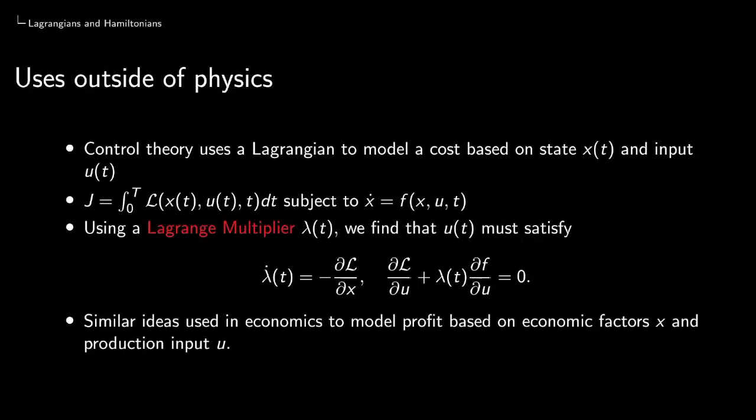Right, there's a relationship between this Lagrange multiplier, lambda dot t, and the derivative of the Lagrangian with respect to the output, and the Lagrangian with respect to the input, and the dynamics equations, lambda t times f_u, or times f over u.